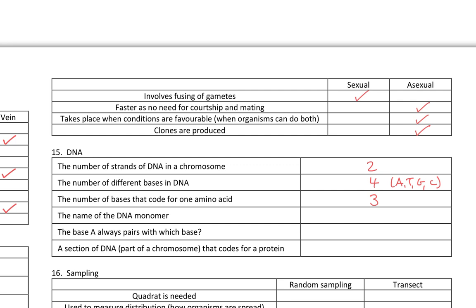The name of the DNA monomer. So this is a nucleotide. You need to know the parts of a nucleotide. Sugar, phosphate, base. A always binds with T. G always binds with C. And the section of DNA, part of a chromosome that codes for a protein, is called a gene.